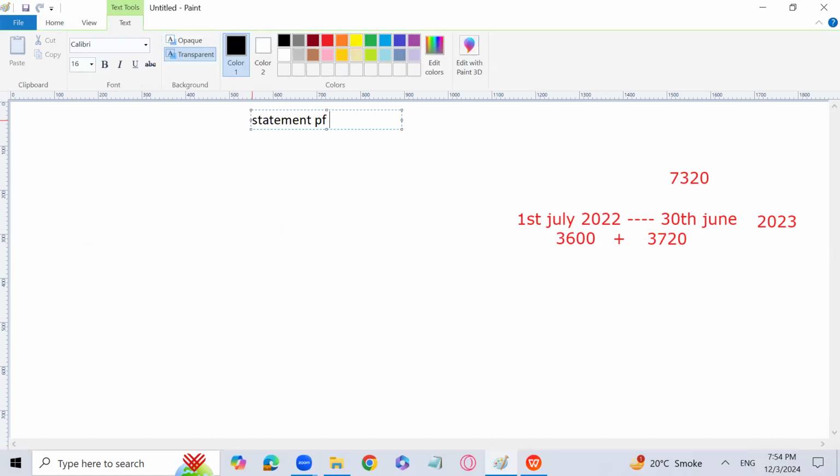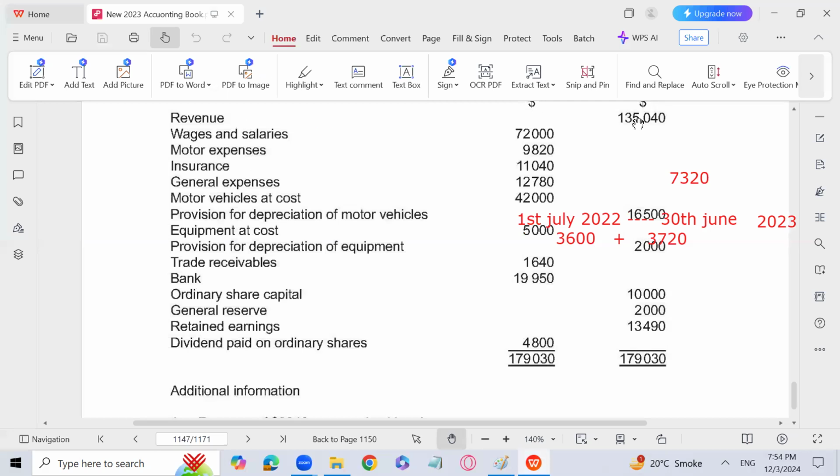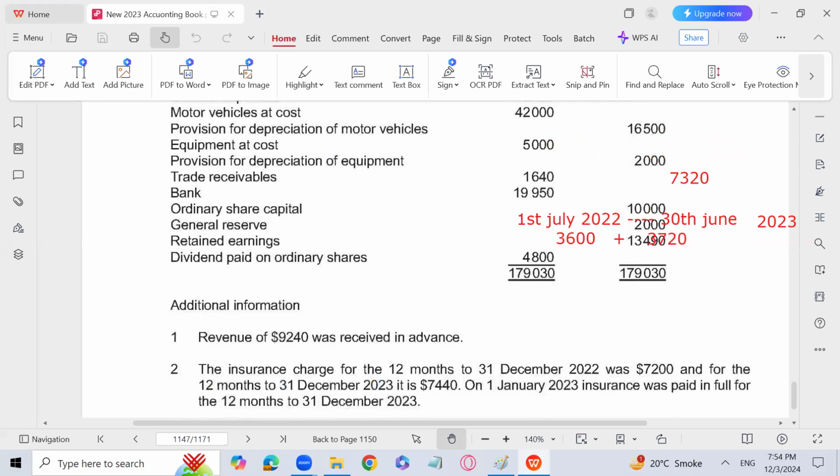So let's prepare the statement of profit and loss, which is an important part of the question. And I will go with the dollar sign. Obviously, the spelling of "for" is wrong, but that doesn't matter. I will start from revenue. Always remember that there is a revenue which has been received in advance: 135,040, and received in advance is 9,240.